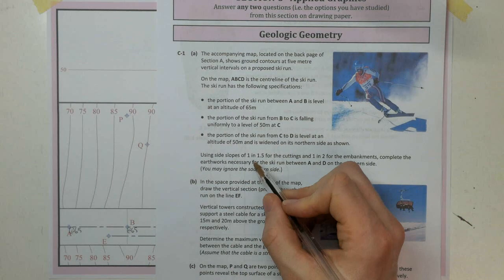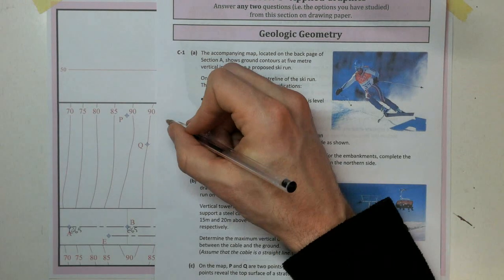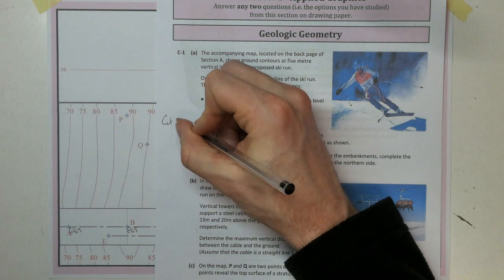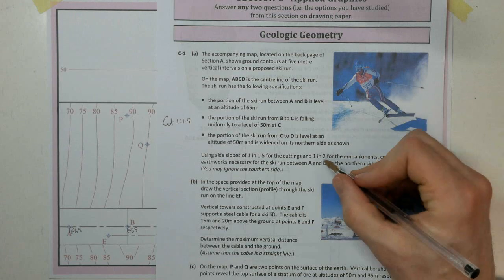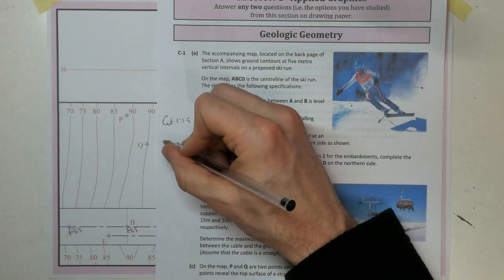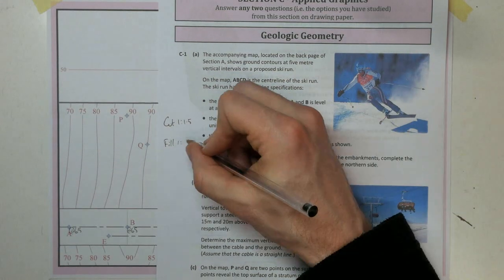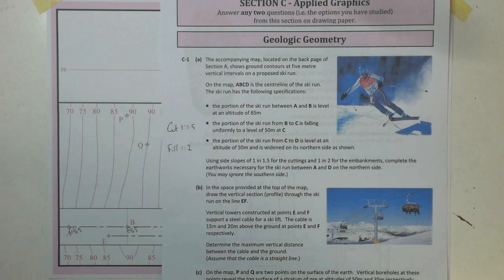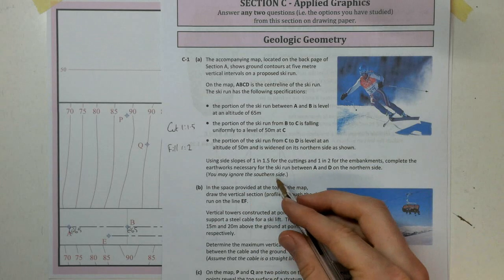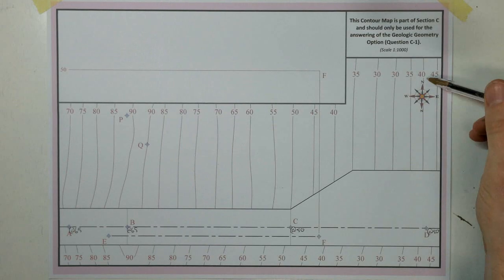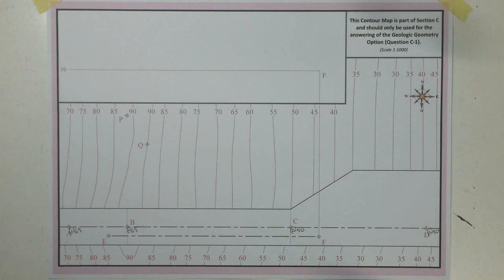Use side slopes of 1 to 1.5 for cutting, and our embankments, or our fill, is 1 to 2. Complete the necessary earthworks for the ski run between A and D on the northern side. You may ignore the southern side. So northern side, we're just dealing with this side. We can ignore down here.